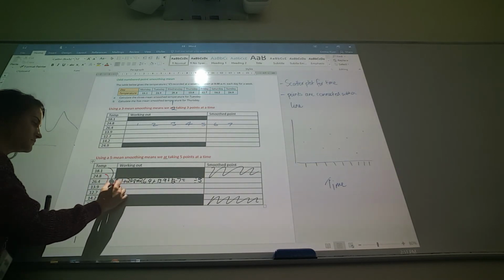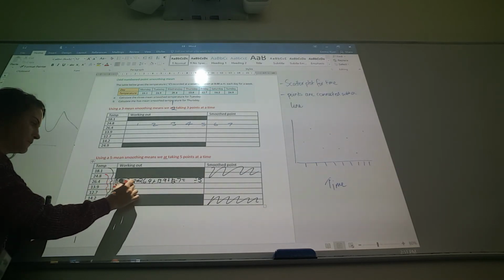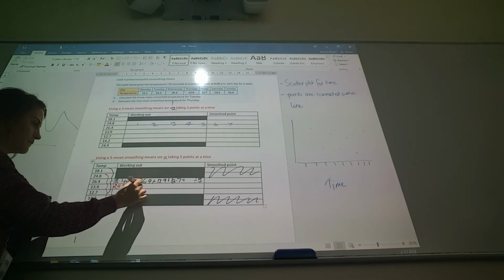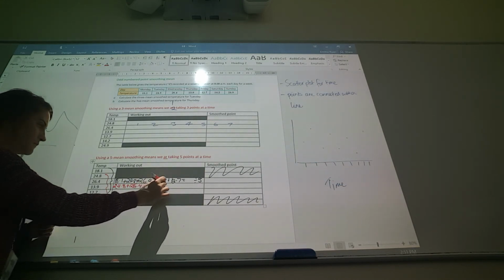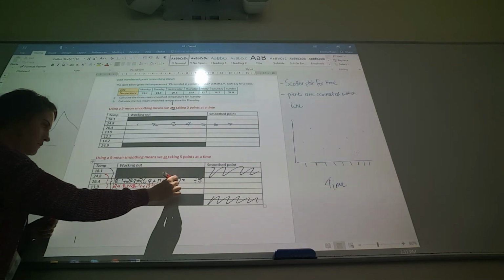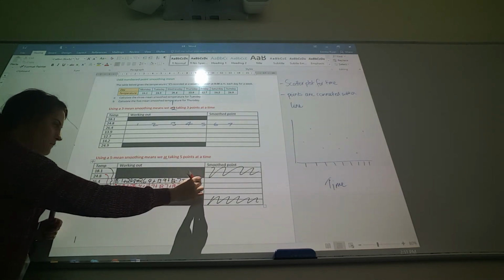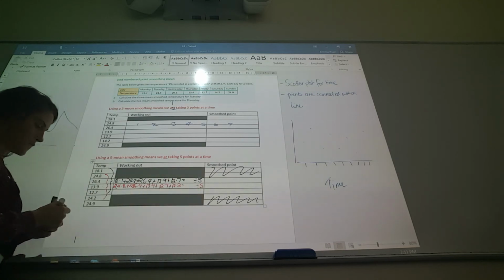So you use 5 now? Yep. We're always dividing by 5 because that's how many data points we have.